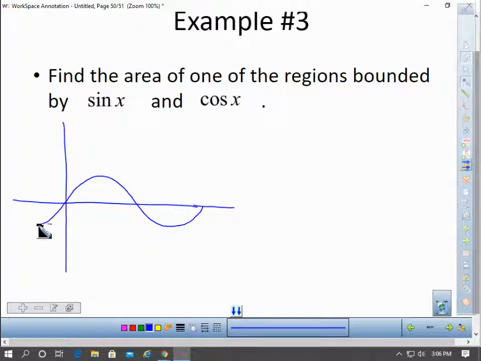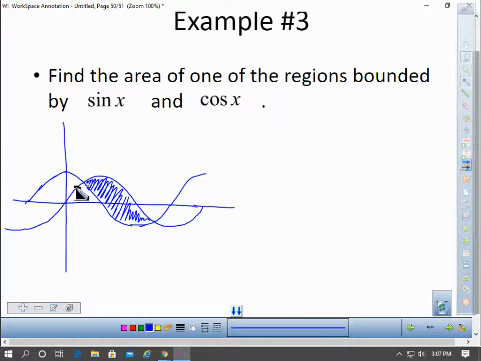And it keeps on going this way. And then cosine starts above and comes down, right? Like this. And then up. All right, so that's the cosine curve, right? So we want the area of one of the regions bounded by these curves. All right, so we want one of these regions.